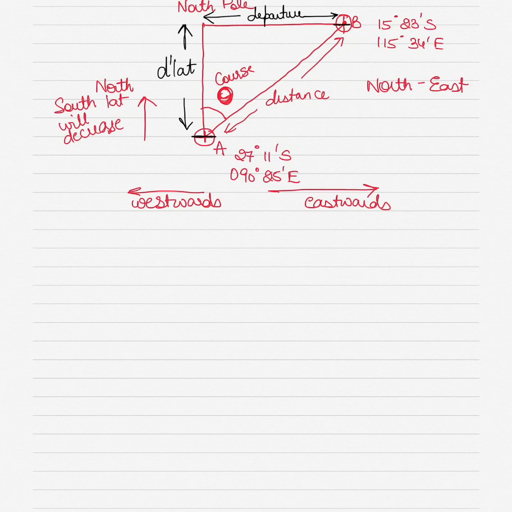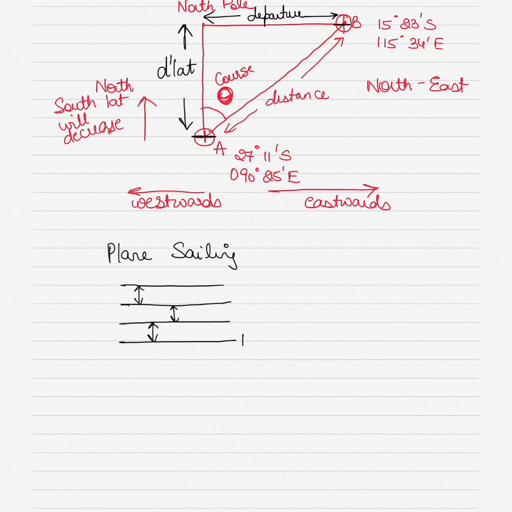Now of course we assume in plane sailing, so when we say plane sailing, we assume that the distances between latitudes, if these horizontal lines are the latitudes, the distances between the latitudes are equal, they are the same. So if it is 10 degrees north, 20 degrees north, 30 degrees north, the distance between them is the same. That's why if I draw a plane sailing triangle anywhere in these latitudes, the vertical distance is always the d-lat.